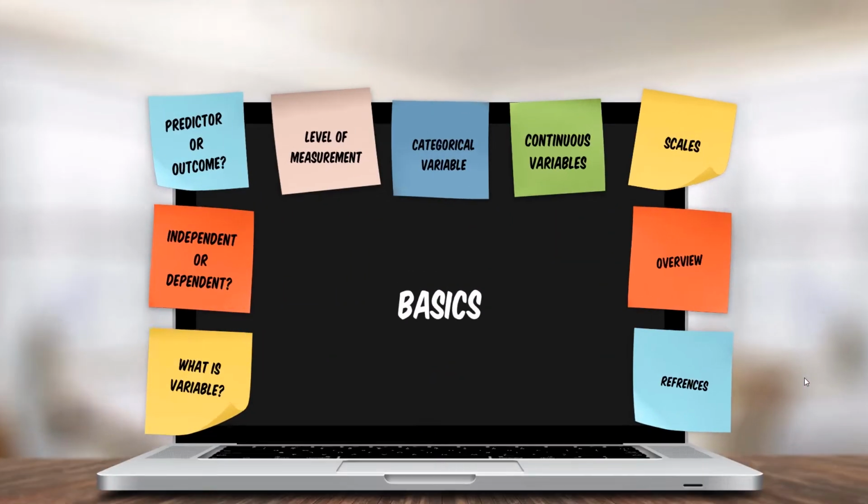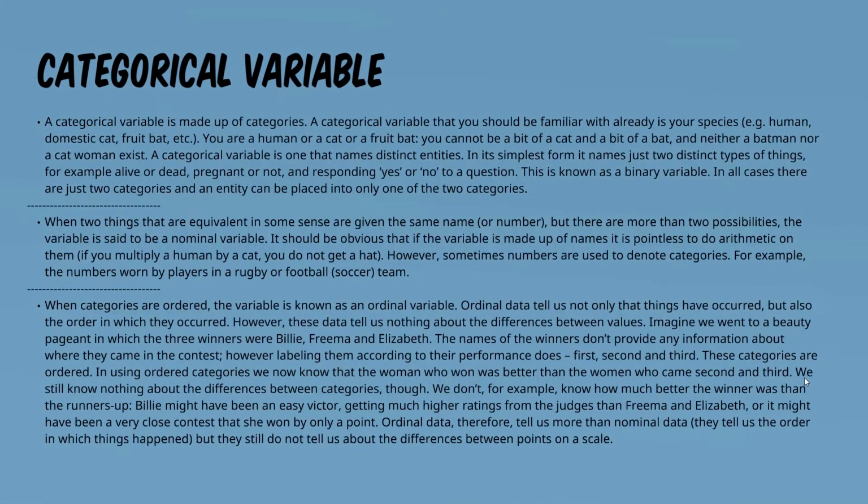Now we are going to talk about categorical variables. A categorical variable is made of categories. A categorical variable that you should be familiar with already is your species, for example human and so on. You are a human or a cat or a fruit bat. You cannot be a bit of a cat and a bit of a bat. And neither a Batman nor a Catwoman exists.